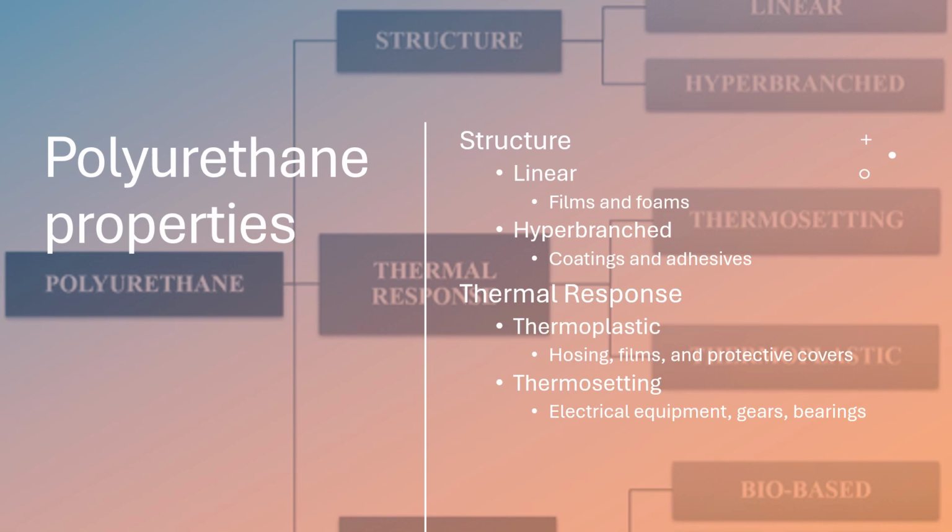Hyperbranched, also known as HPUs, have large numbers of complex branches. They have a higher surface area, lower viscosity, and are more soluble. This makes them, of course, better as coatings or adhesives.